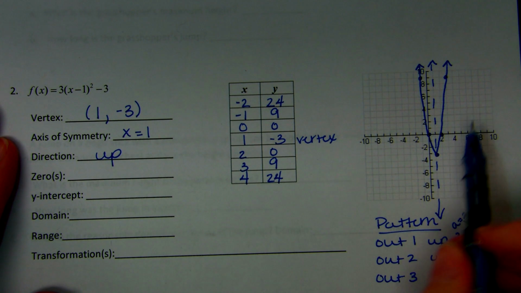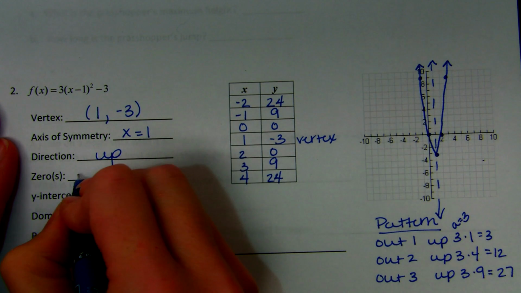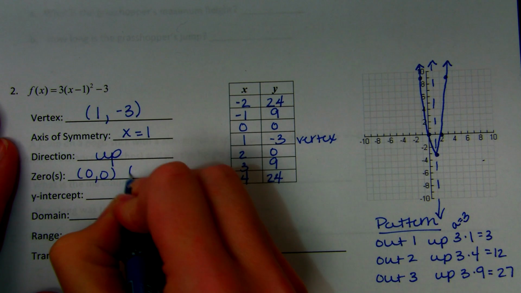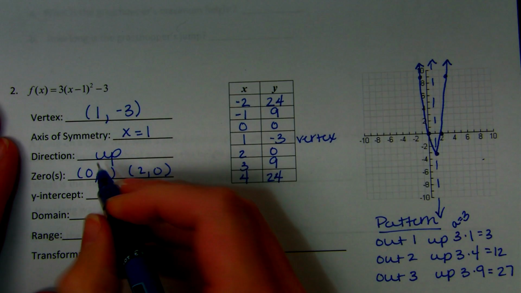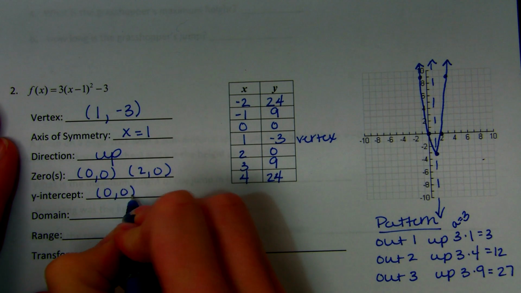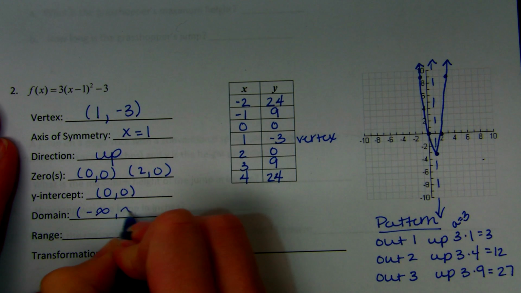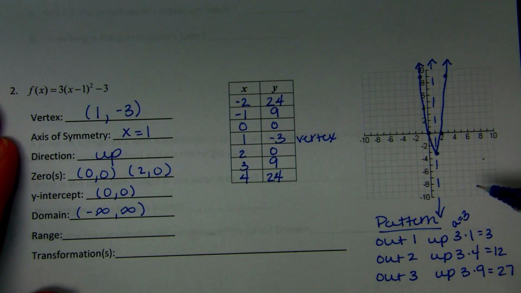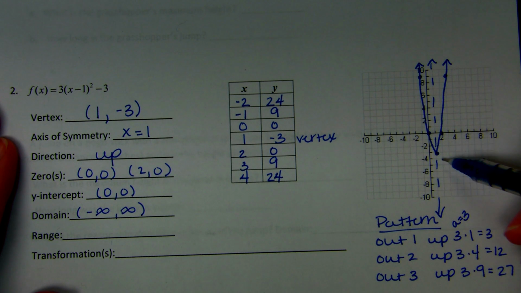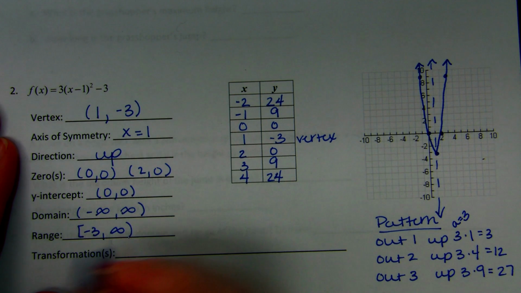The zeros are where it touches or crosses the x-axis, and that happens at (0, 0) and (2, 0). Y-intercept is where it crosses the y-axis, and that happens right here at (0, 0). Domain of any parabola is negative infinity to infinity. And the range, because this parabola is facing up, we start at the vertex and go to infinity. So that's -3 to infinity.